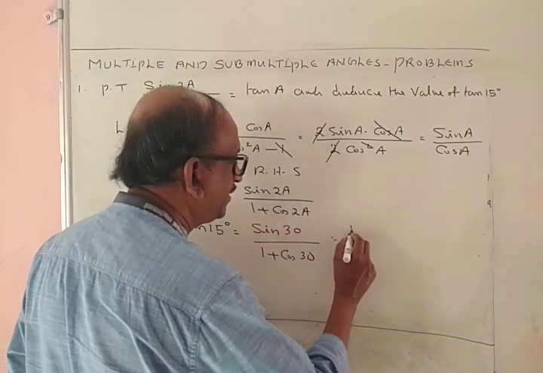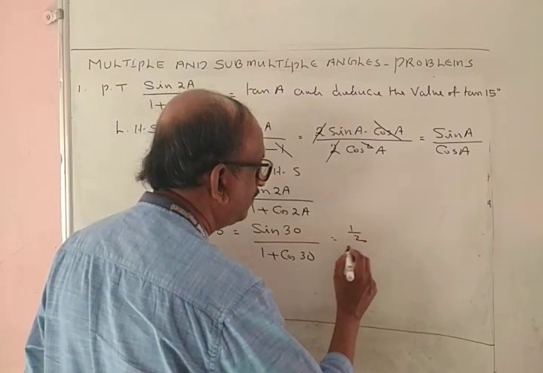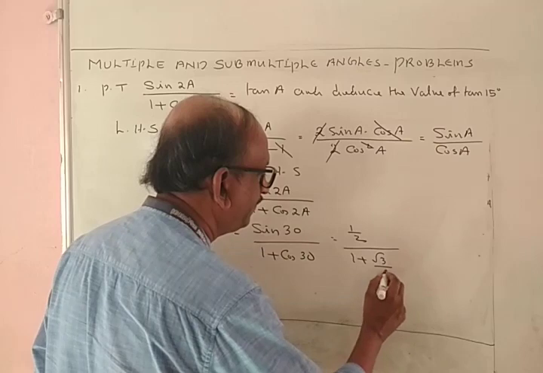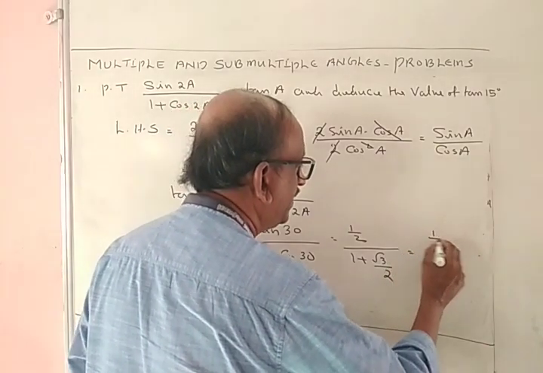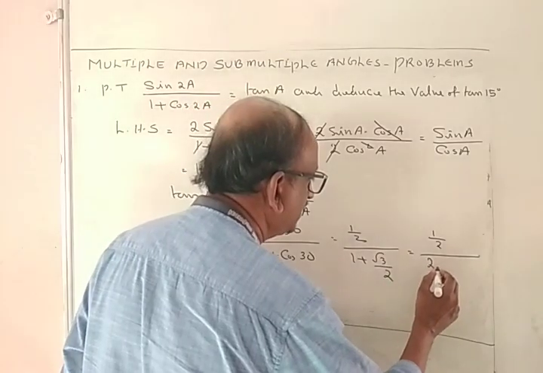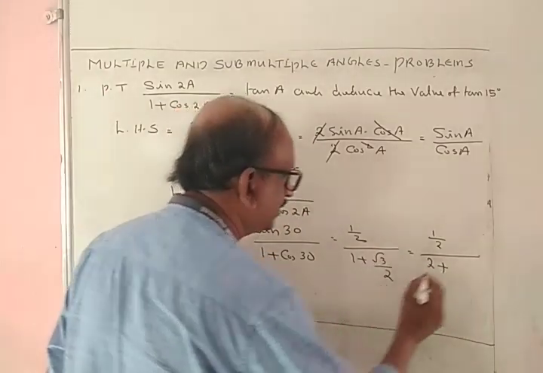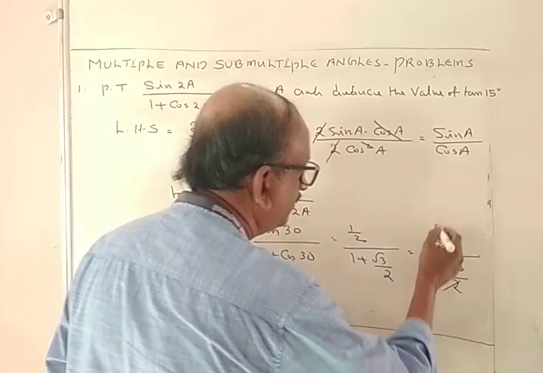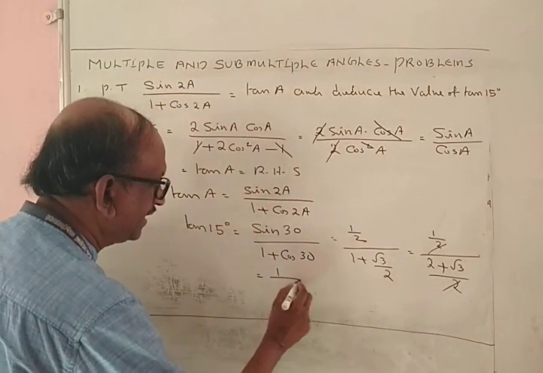Sin 30 is 1 by 2. 1 plus cos 30 is 1 plus root 3 by 2. 1 by 2 divided by, cross multiplication, 2 plus root 3 by 2. So 1 by 2 plus root 3 is the answer.